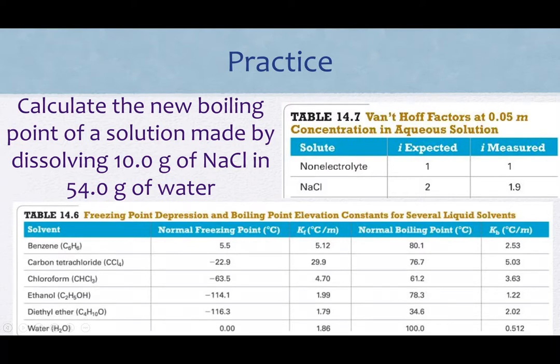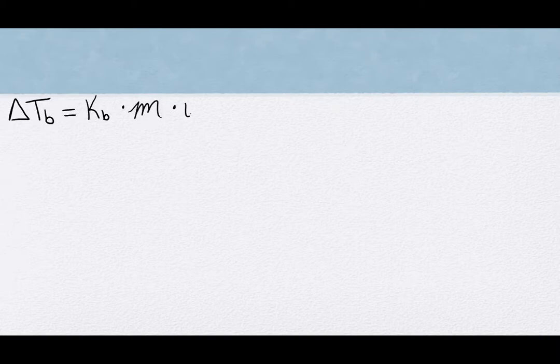So I'm going to take inventory of what I need and know, and then start calculating from there. I'm doing the change in temperature for boiling. My formula is the boiling point elevation constant times molality times the Vant Hoff factor. Okay, so we're calculating the change in temperature of the boiling. I don't know that.